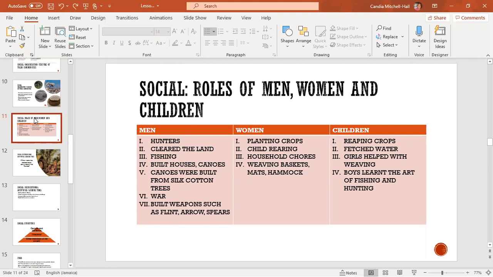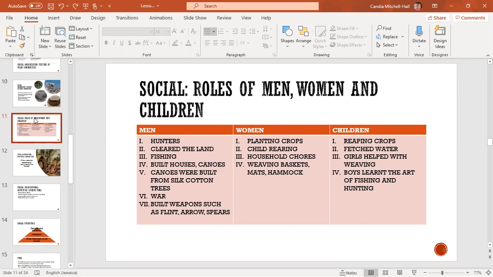And now the canoes, it was very difficult to build. It is not easy. It was built from those big silk cotton trees. Ever hear about the cotton trees that they said duppies live under? You never hear that? Yes, sir. And anybody has an idea how that silk cotton tree looks? Sir, it's massive. It is big.